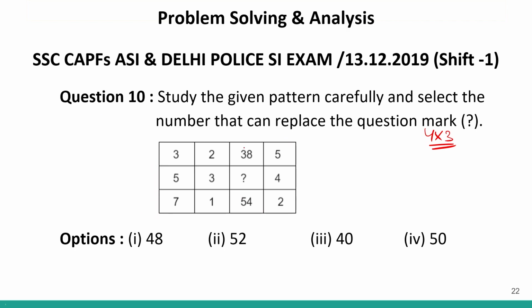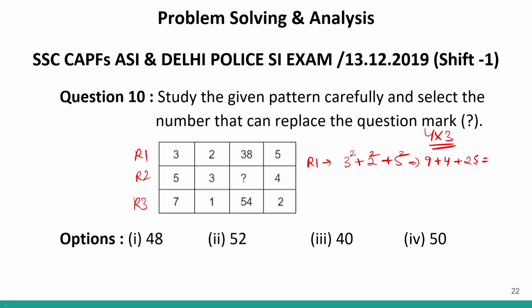Okay. Now, this is row 1, row 2 and row 3. If I look at row 1, 3 plus 2 plus 5 will give me 5 plus 5, which is 10. How is 10 related to 38? No. So let us try some other way. 3 square plus 2 square plus 5 square. So 3 square will be 9 plus 4 plus 25. And this will give me how much?